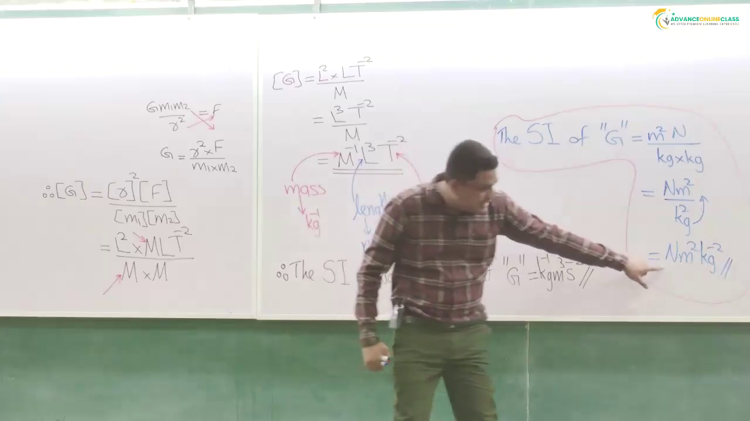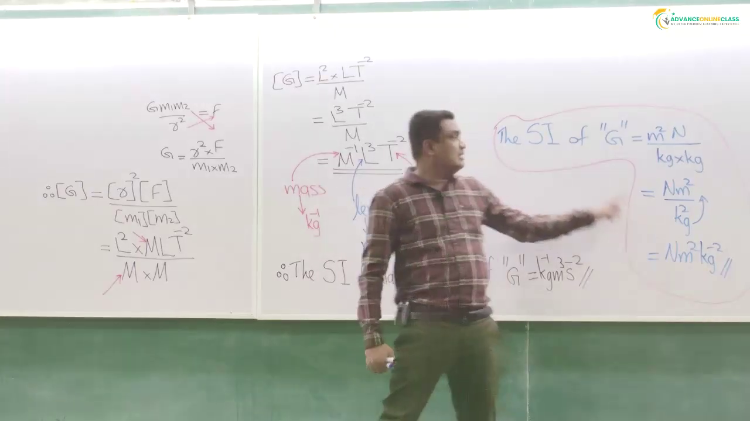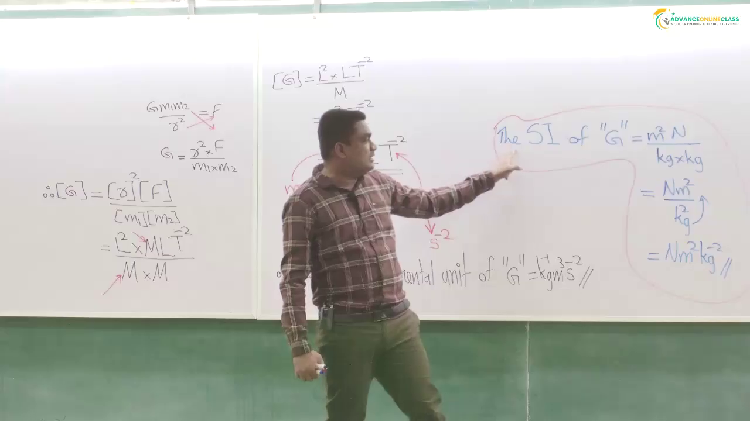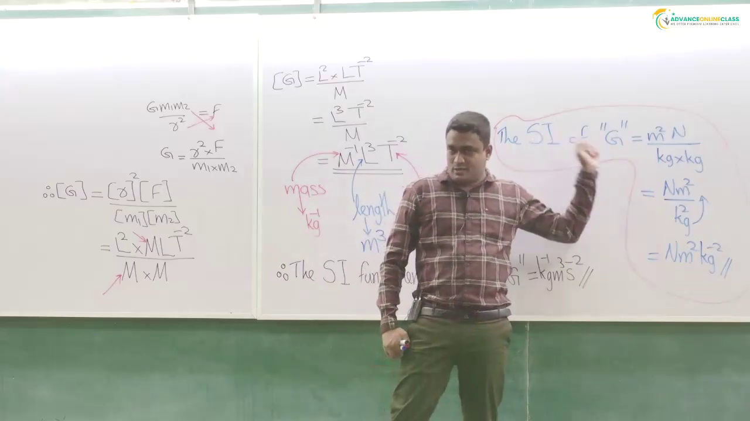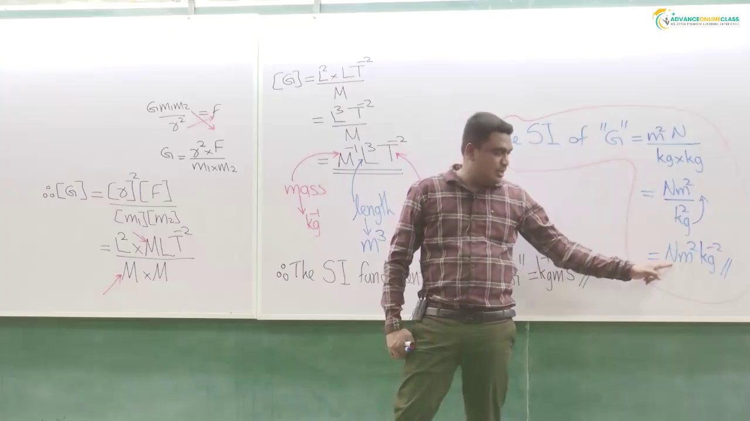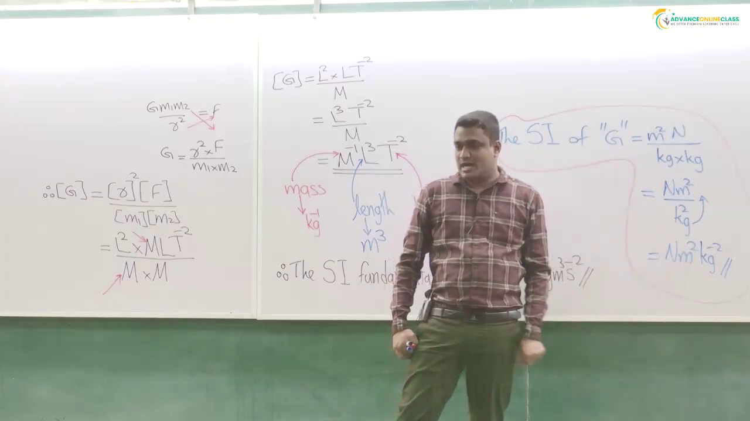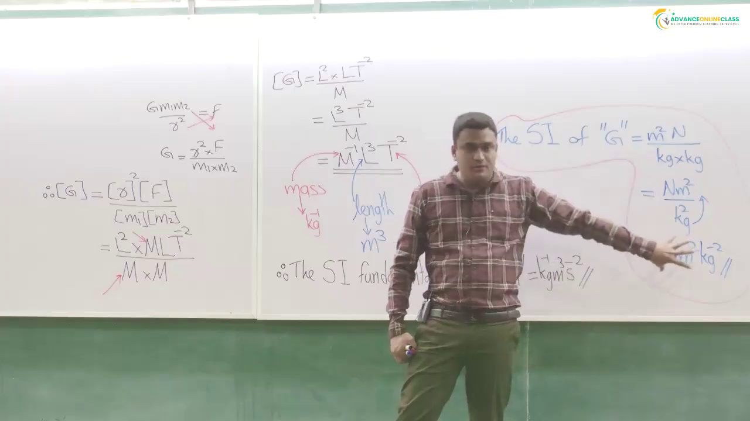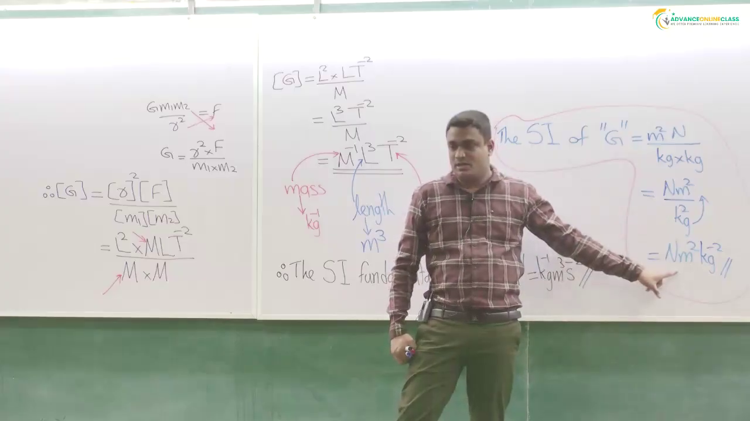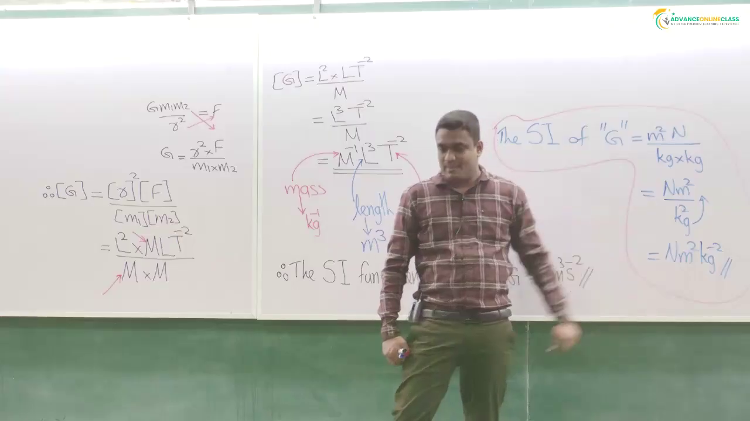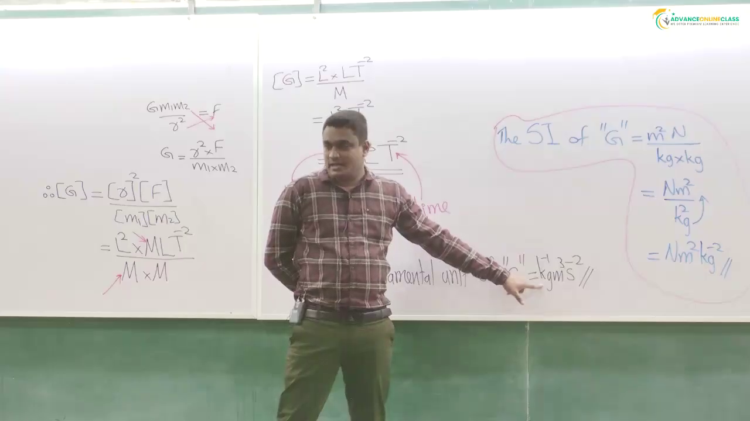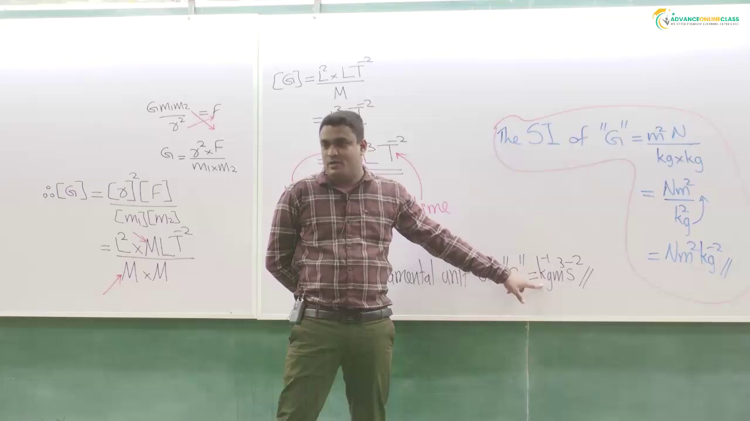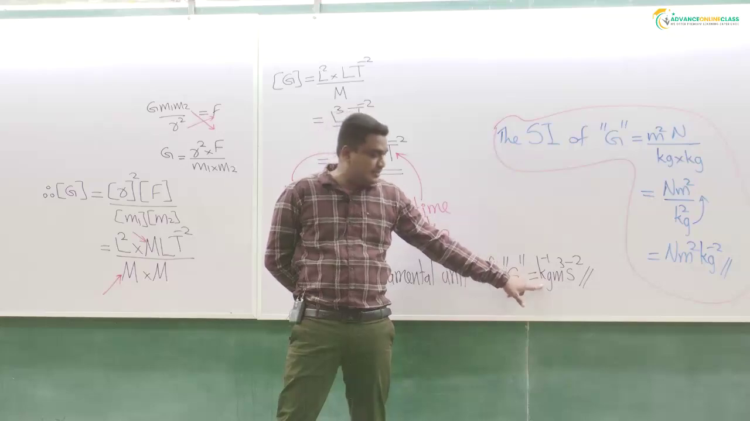But what is the unit that we have found earlier? Earlier we have found the SI unit of capital G is Newton square meter per square kilogram. This is not fundamental because Newton is not a fundamental unit. Here all are fundamental. Kilogram is the unit of mass. Mass is a fundamental physical quantity. Therefore, kilogram is a fundamental unit.